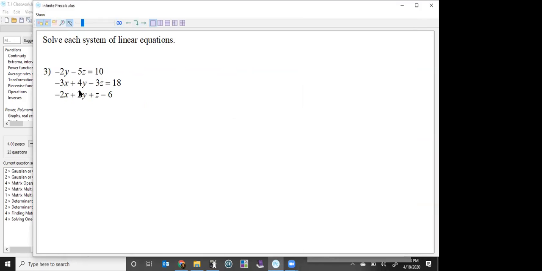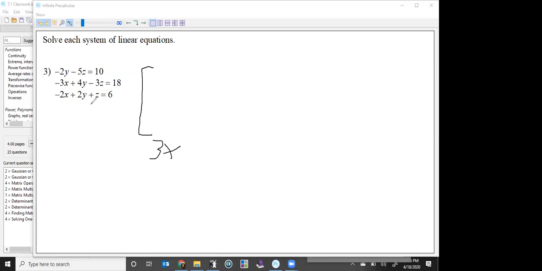Number 3 is another system of equations, but this is a 3-variable system of equations. All right? So my calculator doesn't really care how many variables there are, how many equations there are. It can do it all. Okay, I can do 4 or 5 variable equations. So let's do it again. Let's figure out what my matrix is going to look like. So I have 3 different equations.